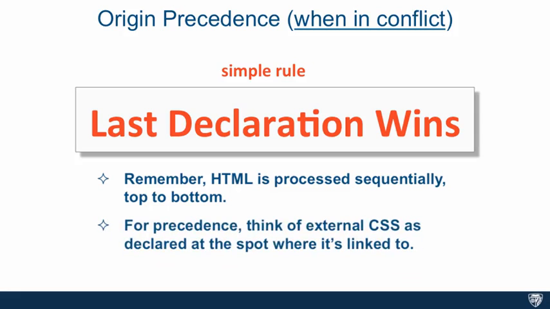And also, for precedence, think of external CSS as declared at the spot where it's linked to. So usually it's declared in the head somewhere, but there could be other styles that are declared in the head. And to figure out which one was declared last, imagine that the entire contents of an external CSS file were cut and pasted straight into the head portion where that external CSS is declared.